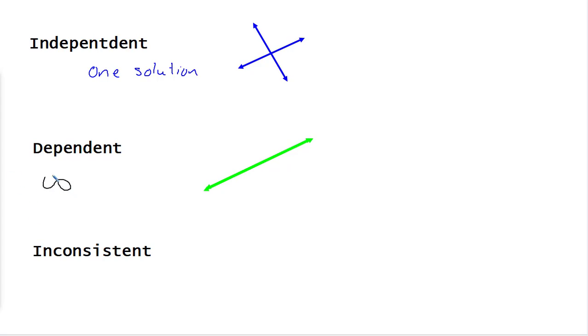That would be a dependent situation, and the solutions are infinitely many, because any point you choose on that line is going to be a solution. And the answer would be the equation of that line. They will have the same slope and the same y-intercept.